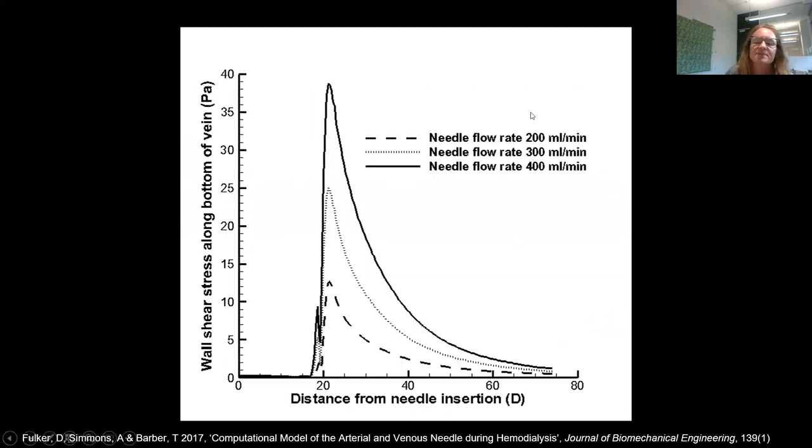So one of the things we looked at was what effect it has if you vary different factors that are able to be varied. For example, the typical flow rate is 300 mils a minute for dialysis, but sometimes it might be lower. In some cases, it can be higher. And overseas, we've even seen places where they might run up to 500 or 600 mils a minute. And you can see the effect of increasing this flow rate has quite a significant effect on the wall shear stress along the bottom of the vein. And so this is the impact zone of where that jet is hitting.